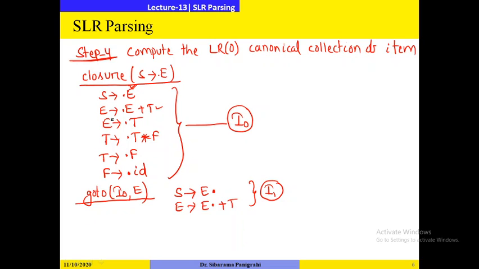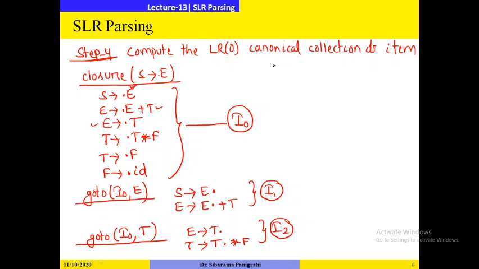Next, what other symbols we can jump? We can jump the T. Dot T is there. So what we will do? Go to I0, comma T. So what we will get? We will get E gives to T dot and T gives to T dot star F. Okay. So if you are having any doubt, please ask me. Don't hesitate to ask. Okay. So here you see, here we will name it as I2. Right. So let me write it over here.